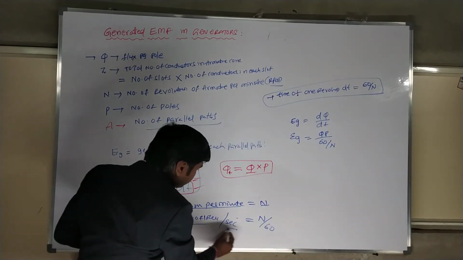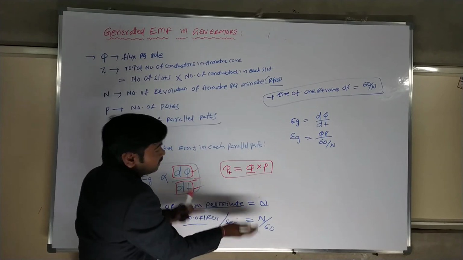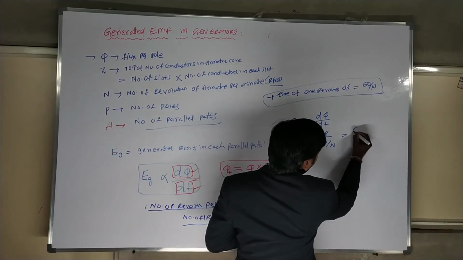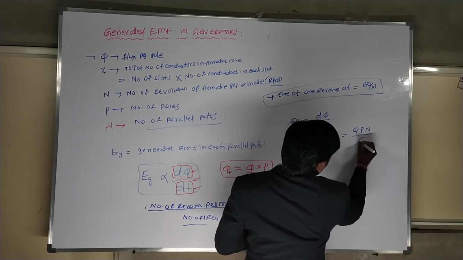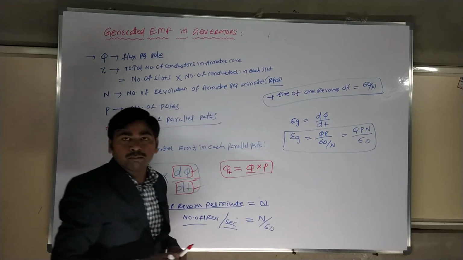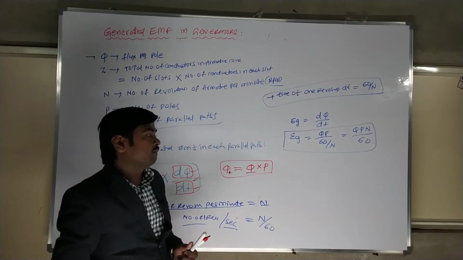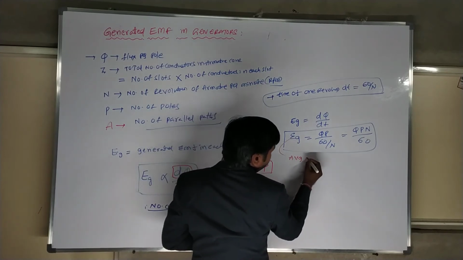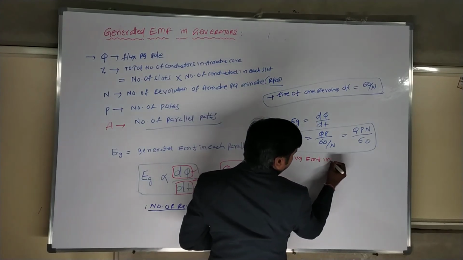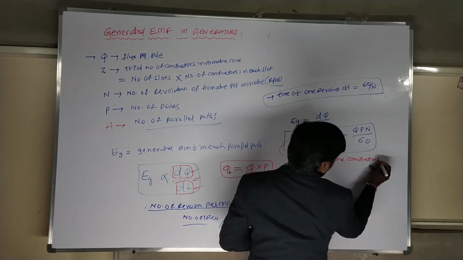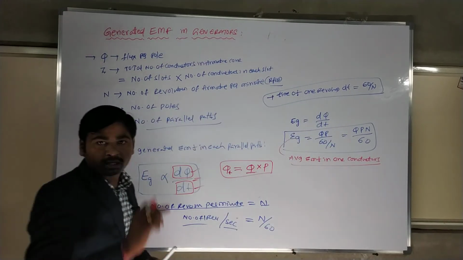Number of revolutions per second is n by 60, so time of one revolution is 60 by n. You can substitute 60 by n here. What are you going to get? Phi p n by 60. This is the average EMF in one conductor.